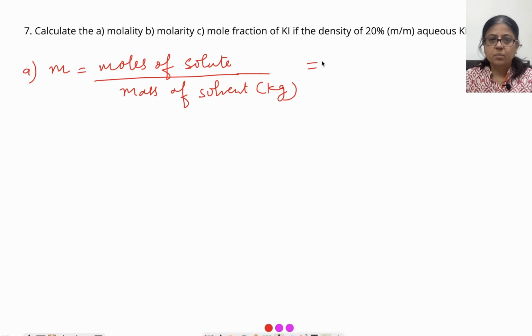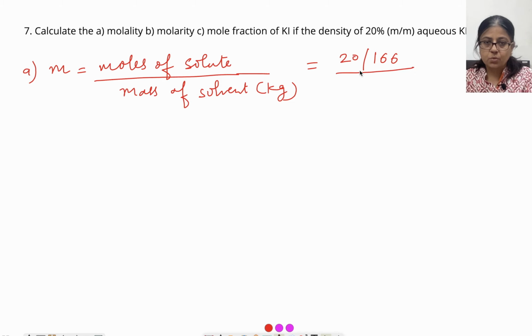So how will you calculate the moles of solute? You need mass of solute as well as molar mass of solute. Potassium iodide is the solute here, which is 20%. This means 20 gram divided by the molar mass of potassium iodide, which is 39 plus 127, that is 166 gram per mole. 20 by 166 is equal to moles of solute.